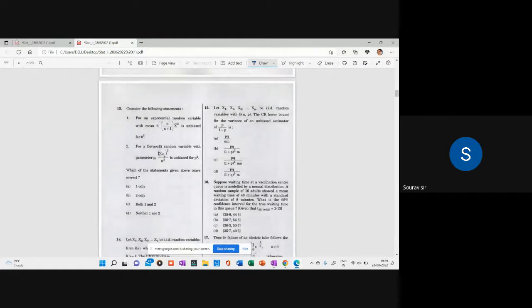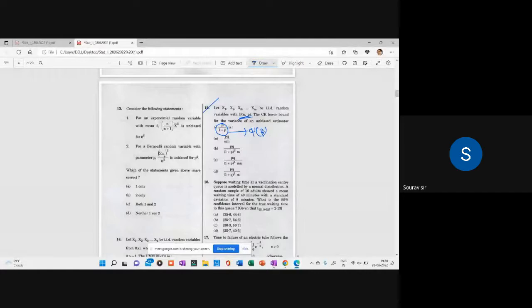Okay, let's check with this one. This is question number 15. It says that x1, x2, ..., xm is an IID sample from binomial(n, p). So the sample size is m, and the parameters of the binomial distribution are n and p. Find the CRLB, the Cramér-Rao lower bound, for the variance of an unbiased estimator of p/(1+p). So that is my ξ(p) over here: p/(1+p).